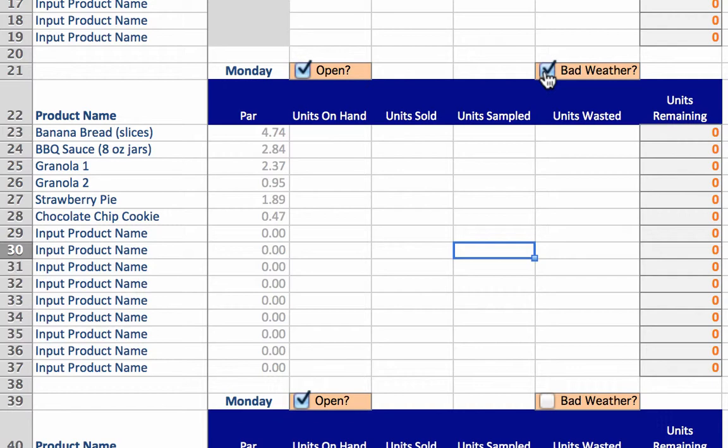These pars are only taking into account what is expected you'll sell of that product on that day and not what you might also sample. So if you notice that last week you sampled 2 slices of banana bread and you want to do the same thing this week, then you'll need to add that figure to your par.